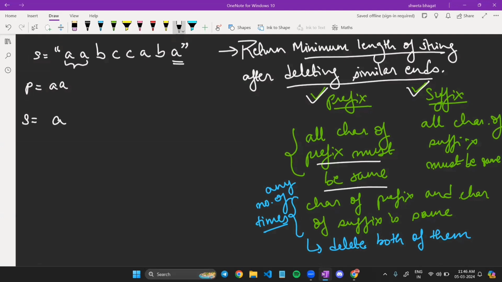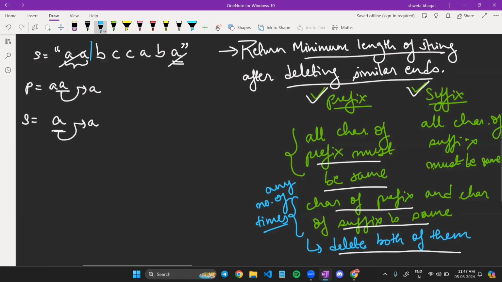Fine. Now, what was the condition? We were supposed to check if the character of prefix and the character of suffix is same or not. So what is the character that we are having in the prefix? It's nothing but A. And what is the character we are having in our suffix? It's nothing but A. So are these two same? Yes, these two are same. So what are we going to do? We are going to delete both of them. So we are going to delete this A and this A. So now we are left with this string.